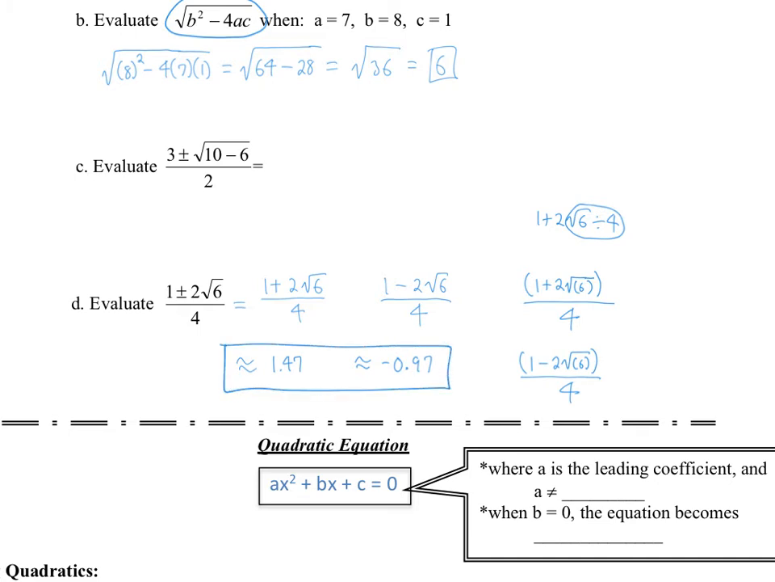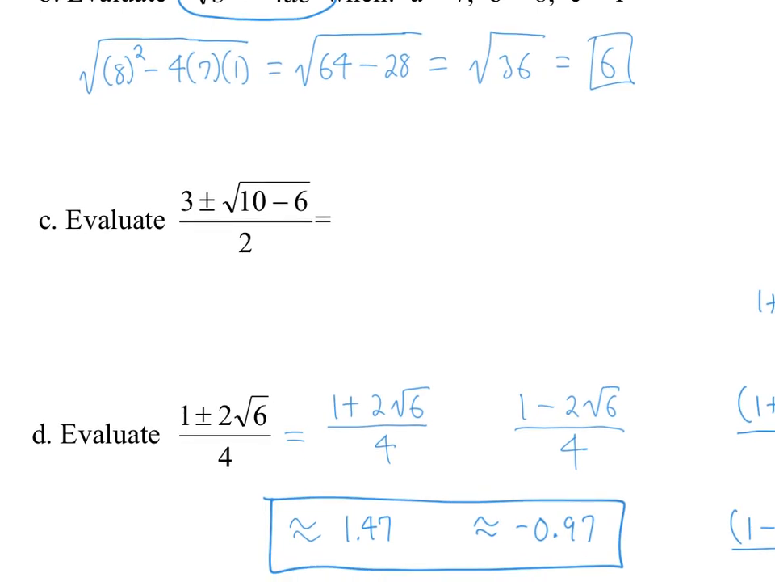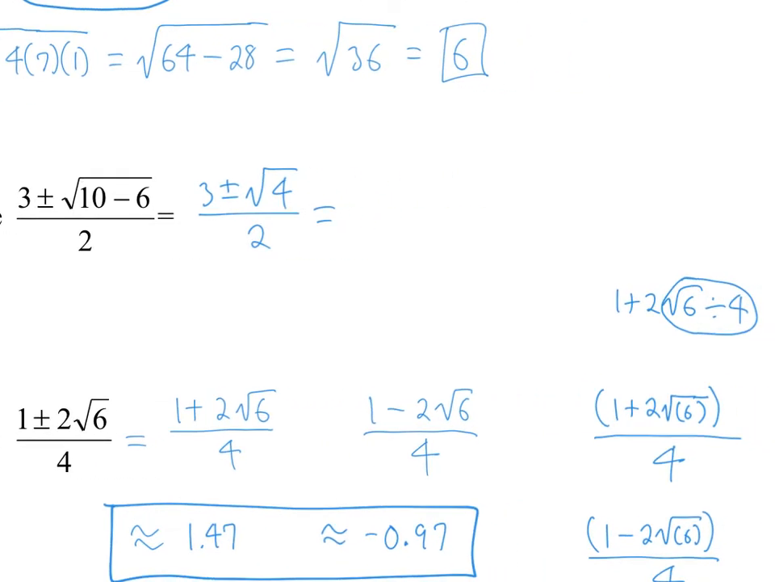And actually, we'll do example C together here. There's a little bit of a shortcut that's going to make it easier than using a calculator. You can still use a calculator, but it's going to make your life a lot easier to do this, okay? So let's simplify this first before we do anything, because we can simplify under the radical first, right? So we have 3 plus or minus, what's 10 minus 6 going to be? That's square root of 4, right, over 2. And what's the square root of 4? That's another number we know. Square root of 4 is 2. So we have 3 plus or minus 2, all divided by 2.